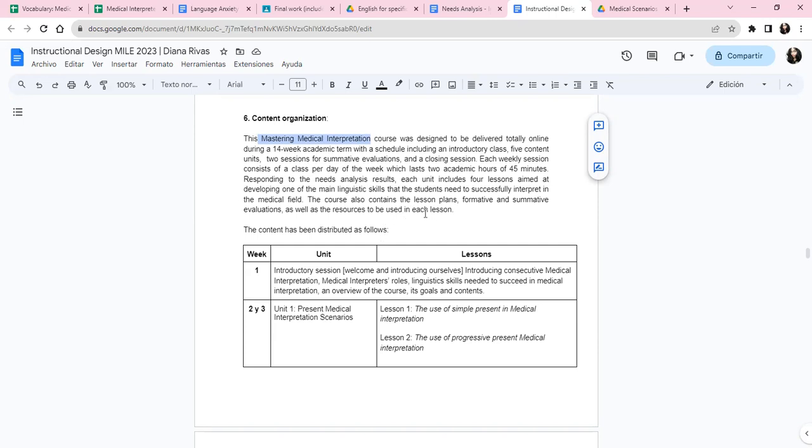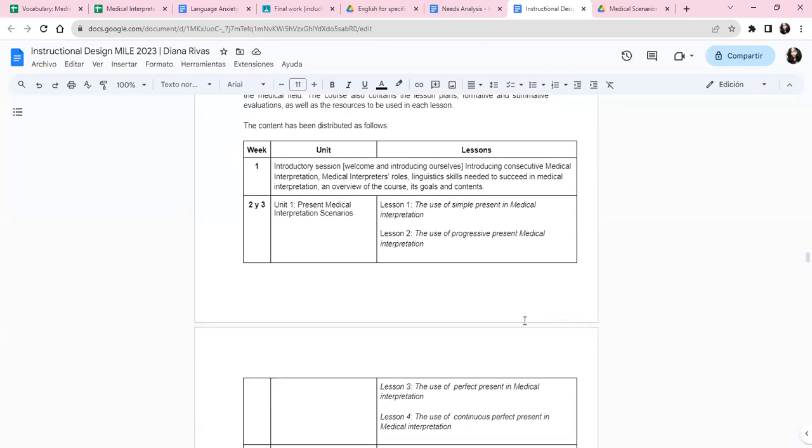So each weekly session consists of a class per day of the week, which lasts 2 academic hours of 45 minutes. And also responded to the needs analysis results. Each unit includes 4 lessons aimed at developing one of the main linguistic skills that the students need to successfully interpret in the medical field. So the course also contains the lesson plans, formative and summative evaluations, as well as the resources to be used in each lesson. We'll see.